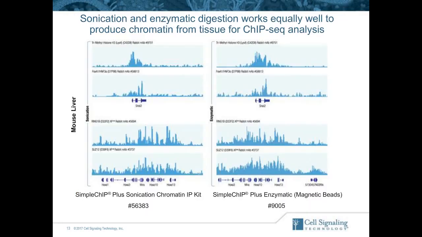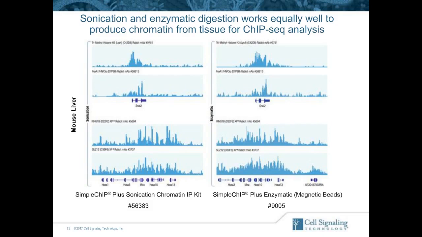What about tissue ChIP? Which method works best for tissue ChIP? Well, we found that both methods, the Sonication and the enzymatic, work equally well in most tissues. So shown here is ChIP-seq data using mouse liver, and here we're using our Simple ChIP Plus Sonication chromatin IP kit on the left and the Simple ChIP Plus enzymatic kit on the right.